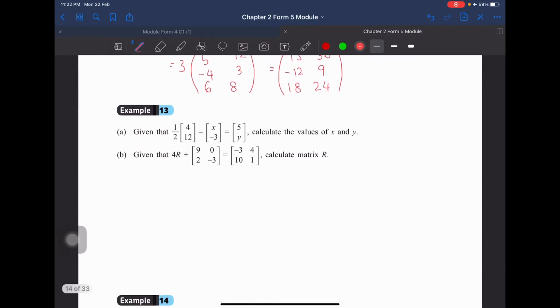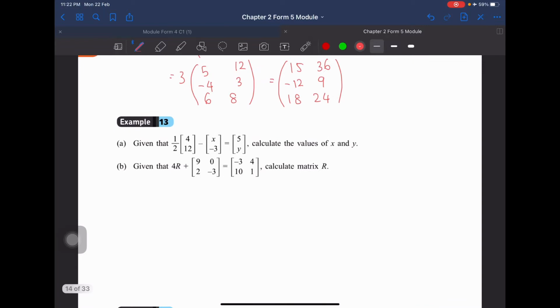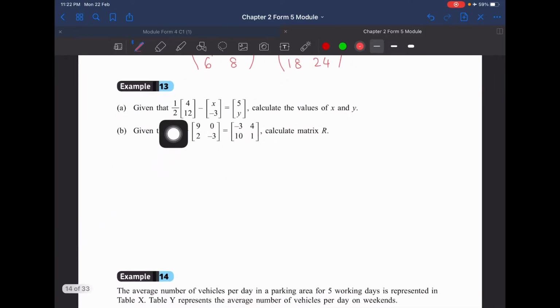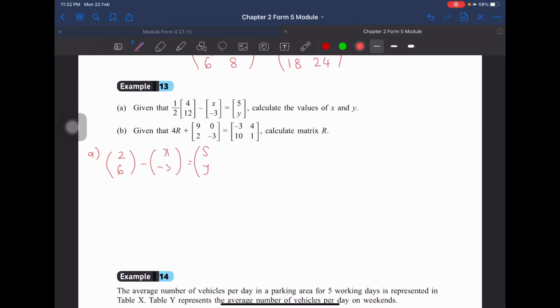Let's move forward to example 13. Given that half of the matrix 4, 12, minus the matrix x, negative 3, is equal to the matrix 5, y. Calculate the value of x and y. So we solve A first. You have a scalar multiplication over here, so you need to solve this one first. So you just multiply in the scalar. So half times 4 is 2. Half times 12 is 6. Minus x, minus 3 is equal to 5, y.